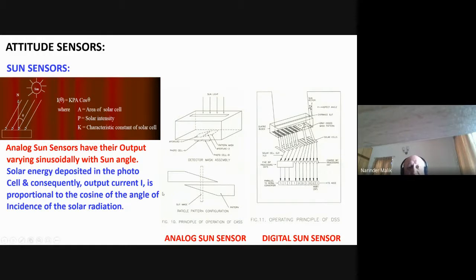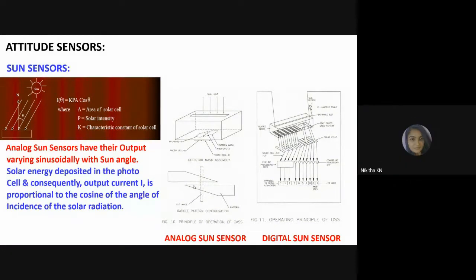Suppose there is an error, so the sun will be coming at an angle, entering the slit at an angle. So this solar cell will be illuminated over more area, and this one will be less. You take the difference of these two minus these two. If you can work out the geometry, you will see the output will come out proportional to the error, linearly.